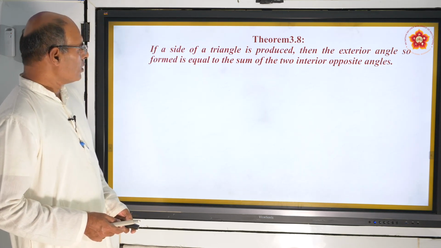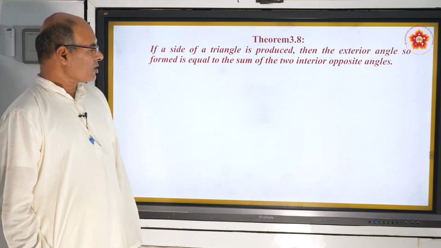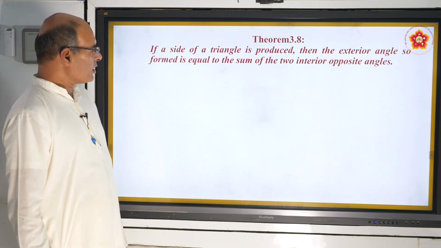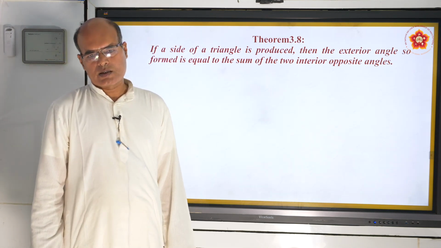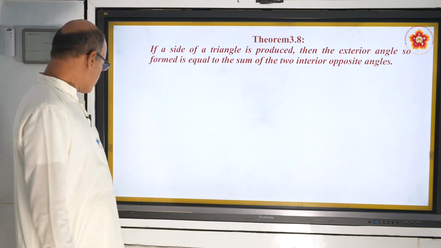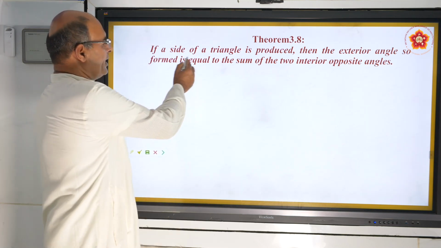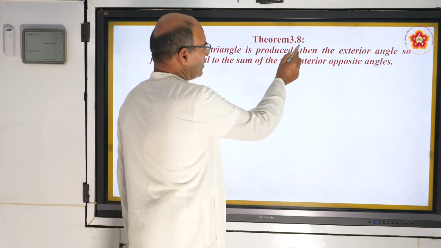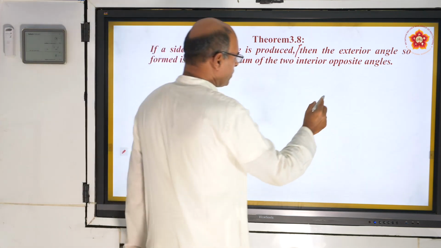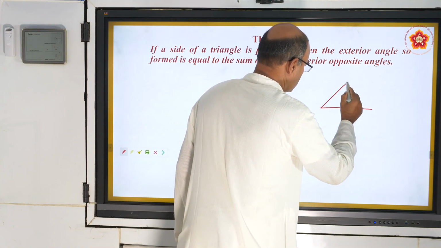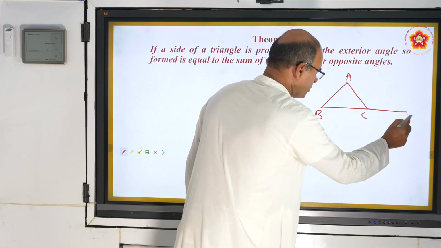Now another theorem on triangles. If a side of a triangle is produced, then the exterior angle so formed is equal to the sum of the two interior opposite angles. First, let us draw the figure. If a side of a triangle is produced, so this is the hypothesis part. So we have to draw a triangle and one of its sides must be produced. Let ABC be the triangle and BC is produced to D.